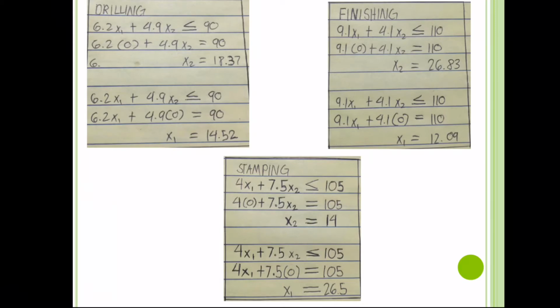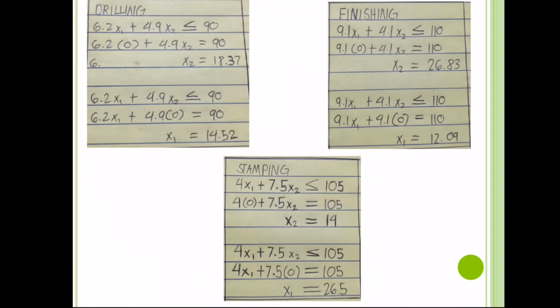Drilling: 6.2 X sub 1 plus 4.9 X sub 2 less than or equal to 90. 6.2 times 0 plus 4.9 X sub 2 equals 90. X sub 2 equals 18.37. Then 6.2 X sub 1 plus 4.9 times 0 equals 90. X sub 1 equals 14.52.